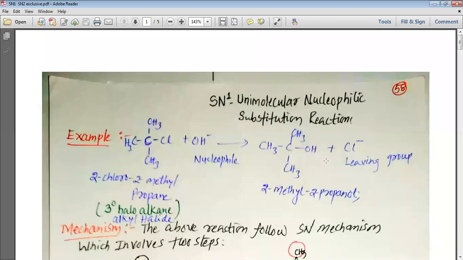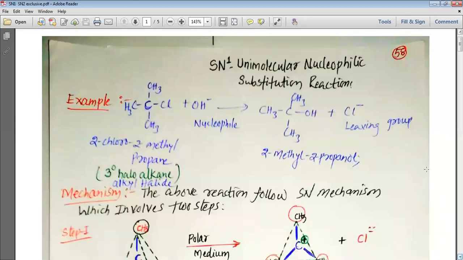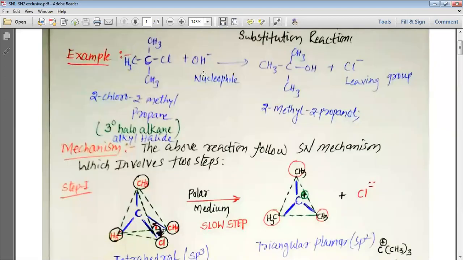Sir. Let us revise whatever we have studied yesterday and let's move forward. Yesterday we started studying the nucleophilic substitution reaction, and we need to study the SN1 reaction. We call it a unimolecular nucleophilic substitution reaction. Here, 2-chloro-2-methyl propane, when attacked by the nucleophile OH minus, gives us 2-methyl-2-propanol, and Cl minus behaves as a leaving group, my dear students.